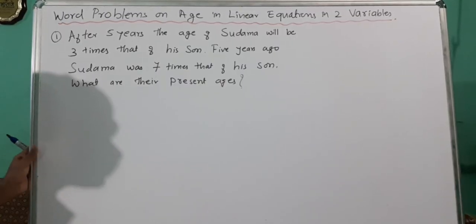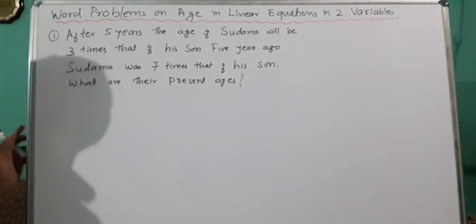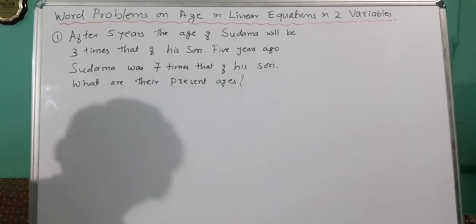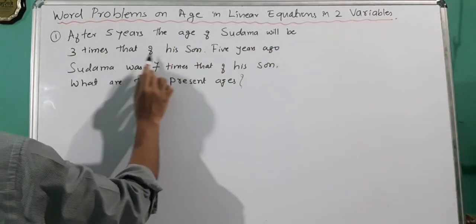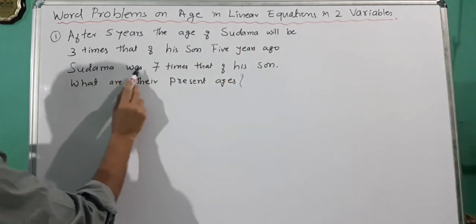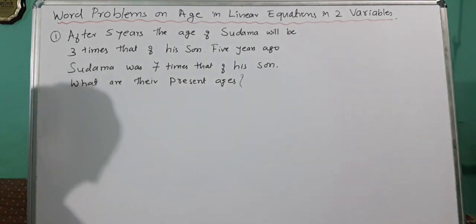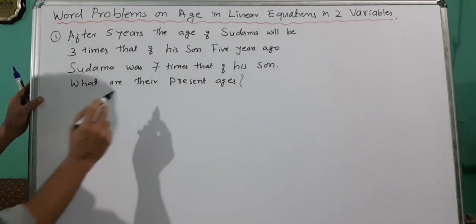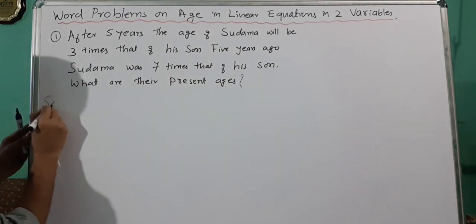Hello students, today we will study word problems on age in linear equations in two variables. Here is the problem. After 5 years, the age of Sudama will be 3 times that of his son. 5 years ago, Sudama was 7 times that of his son. What are their present ages? So in this problem, we have to find the present ages of Sudama and his son. So we'll start with the solution.